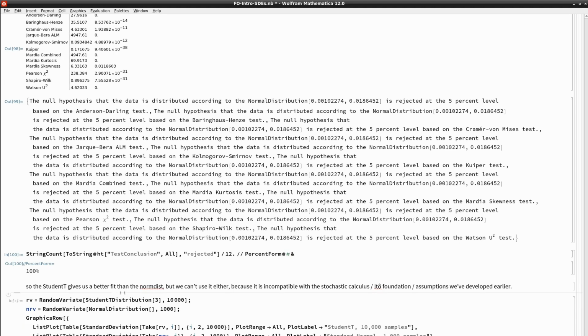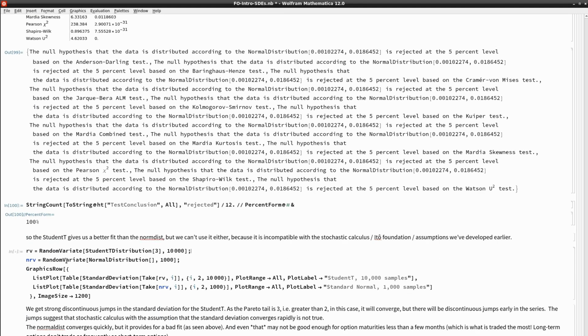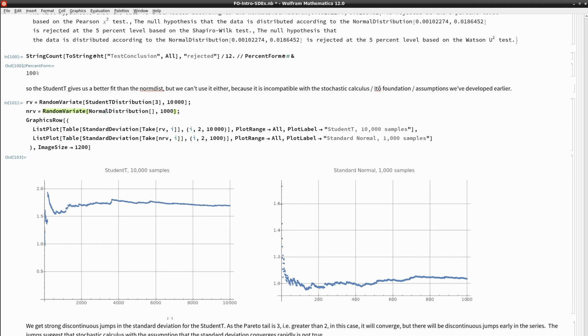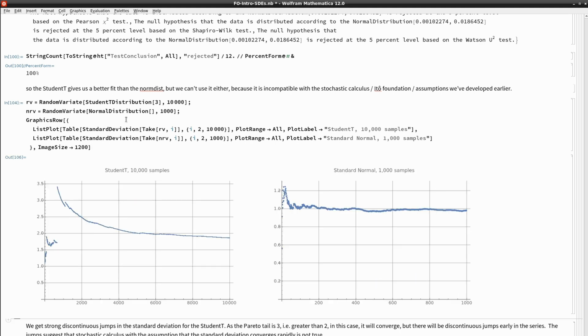Okay. So that means the student T gives us a better fit than the normal distribution. But we can't use it either because it is unfortunately incompatible with the stochastic calculus or the Ito foundations that we've developed earlier. So let's show this as well. Let's generate 10,000 random variates for the student T and 1,000 for the normal distribution. And we see that the student T is pretty jumpy and that it takes a while for convergence. And we see this especially when we do this a couple of times.